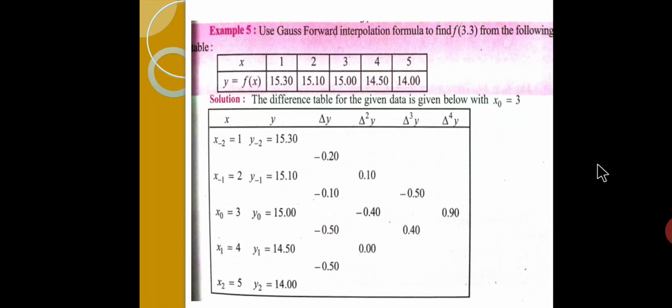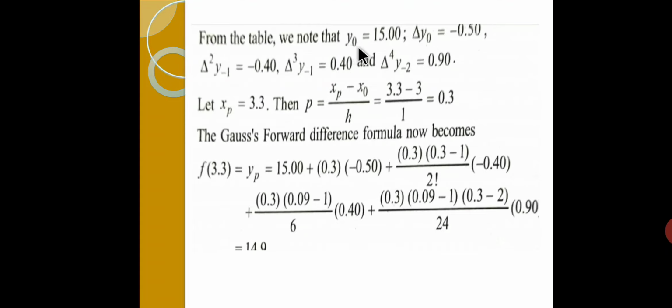So here x naught is equal to 3. From the table we note that y naught is equal to 15.0, delta y naught is equal to minus 0.50, delta square y minus 1 is minus 0.40, delta cube y minus 1 is 0.40, and delta power 4 y minus 2 is equal to 0.90. So let xp is equal to 3.3. Then p is equal to xp minus x naught, so we get the value of p is equal to 0.3.